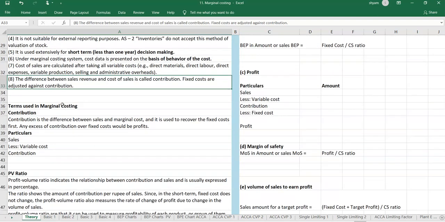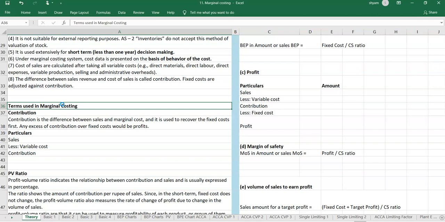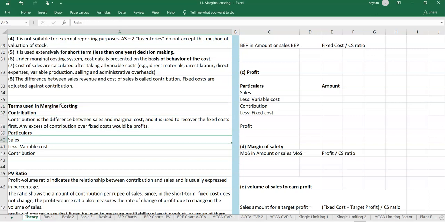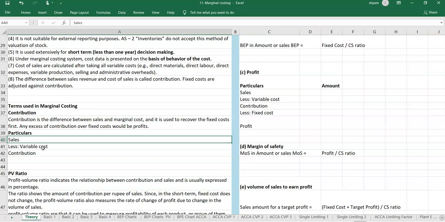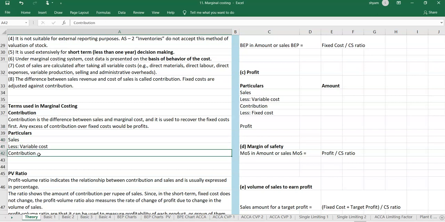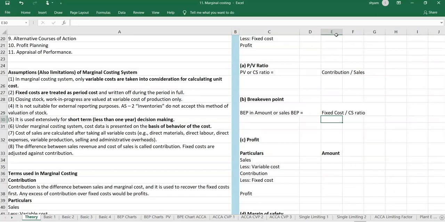So let's look at the important terms which are used in marginal costing, because without these terms, it's quite impossible to understand marginal costing. So we'll start. The first one is contribution. As we have already seen, it's the difference between the sales and variable cost. It can be the whole amount of sales and the whole amount of variable cost, which gives the whole amount of contribution, or it can be selling price per unit and variable cost per unit, which gives the contribution per unit.